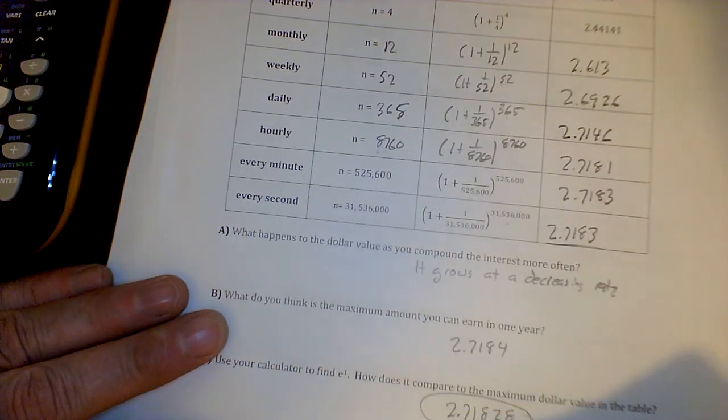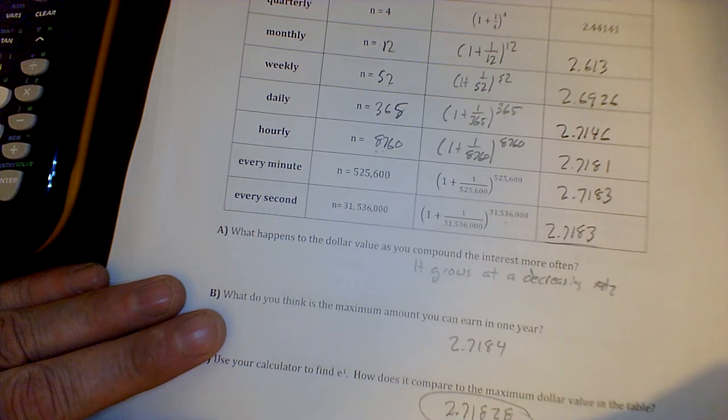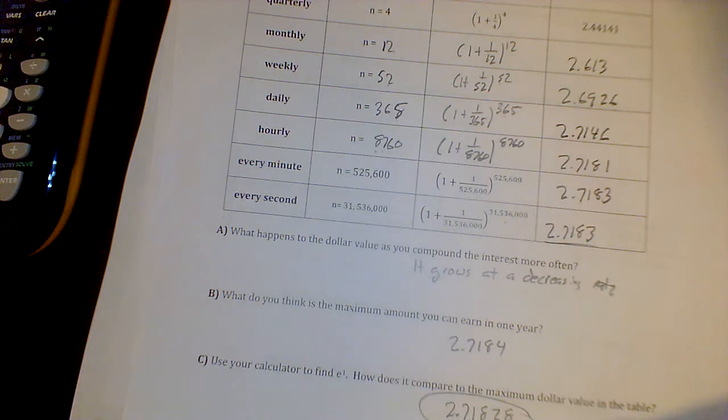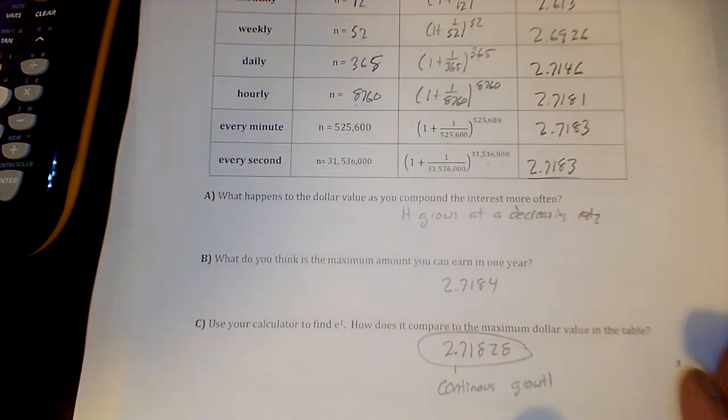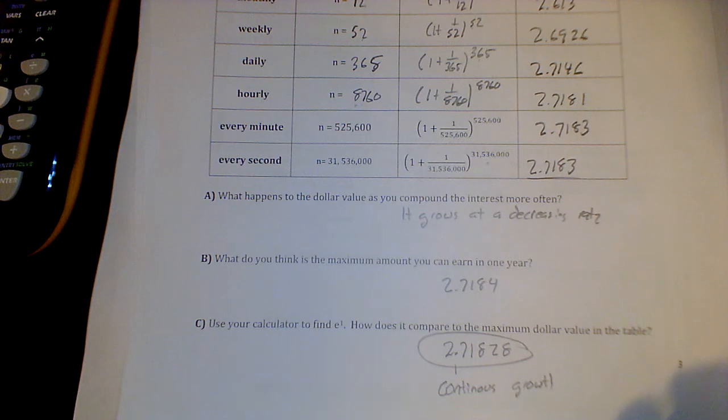e represents continuous growth, when we put in an interest rate of 100% and we start with $1. But we're going to apply that to a different formula and show you how it's done. That's the end of that. Pretty short one.